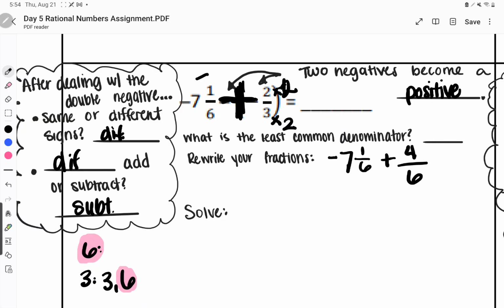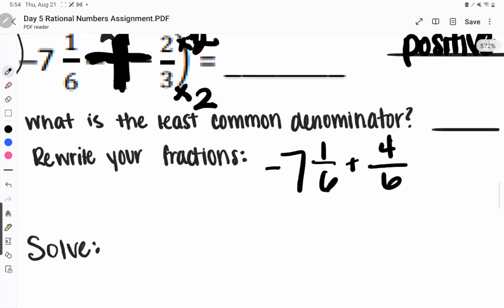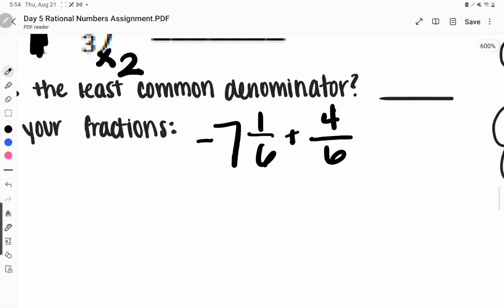Remember, we are subtracting here. I don't know why I wrote them at different sizes. Hold on. Okay, that's much better. We're still subtracting here.